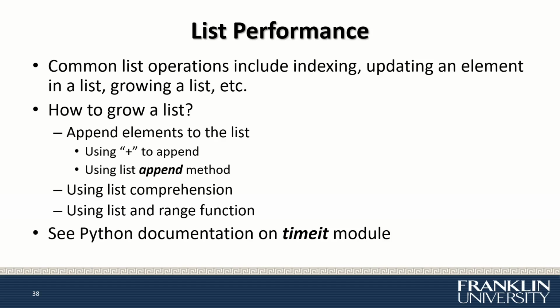Common list operations include indexing with the bracket index operator, updating an element in the list, and growing a list. And how do you grow a list? You can use the plus list concatenation operator, or list append. You can also grow a list using list comprehension, or using the list converter function and the range function.